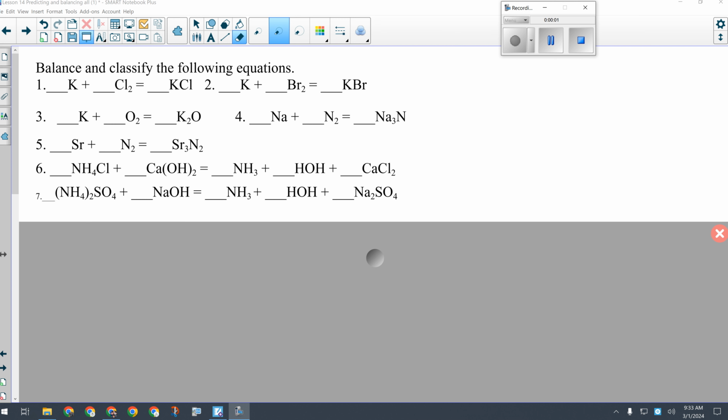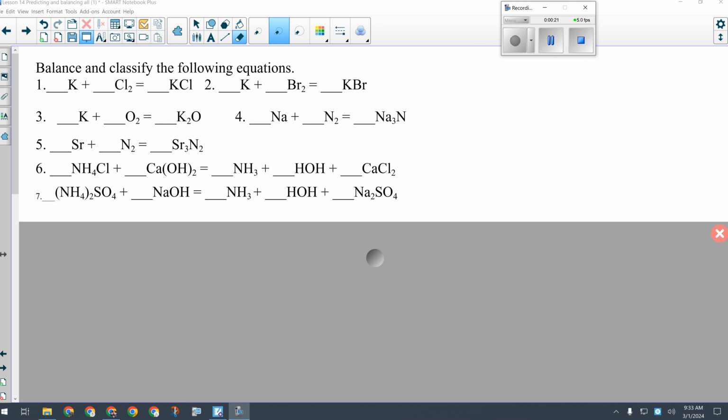Okay, so we're going to work on a little bit of balancing before we go back to predicting. The first 5 you'll probably breeze right through, especially the first 3, they're especially easy. But 6 and 7 are going to challenge you a little bit. They're not standard reaction types, so some strange things happen.